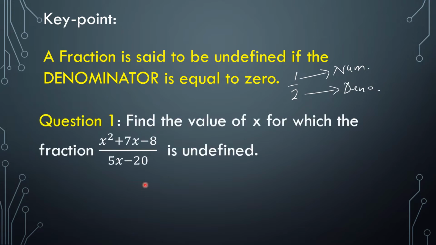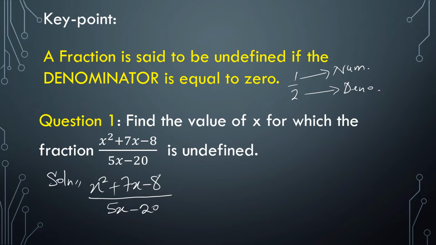The first question says, find the value of x for which the fraction x squared plus 7x minus 8 all over 5x minus 20 is undefined. We say solution: x squared plus 7x minus 8 all over 5x minus 20. For this fraction to be undefined, it simply means that 5x minus 20 must be equal to 0. So from here, we add 20 to both sides. 5x minus 20 plus 20 is equal to 0 plus 20. So this 20 goes out.